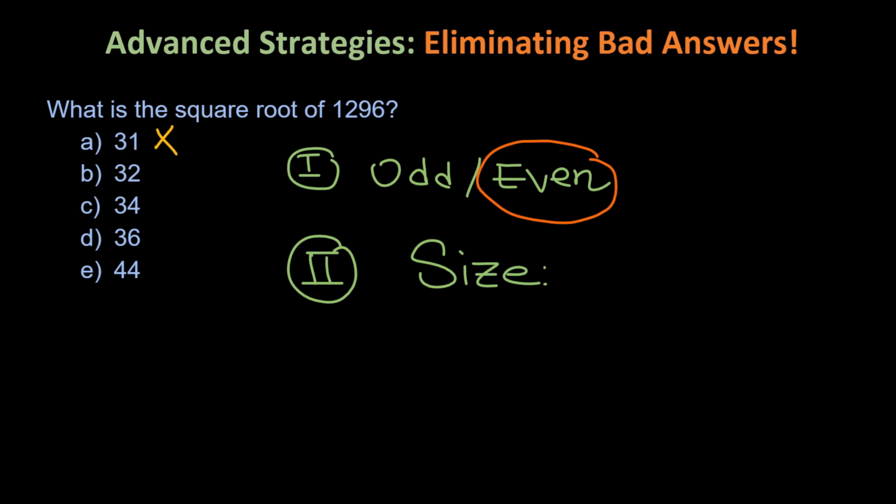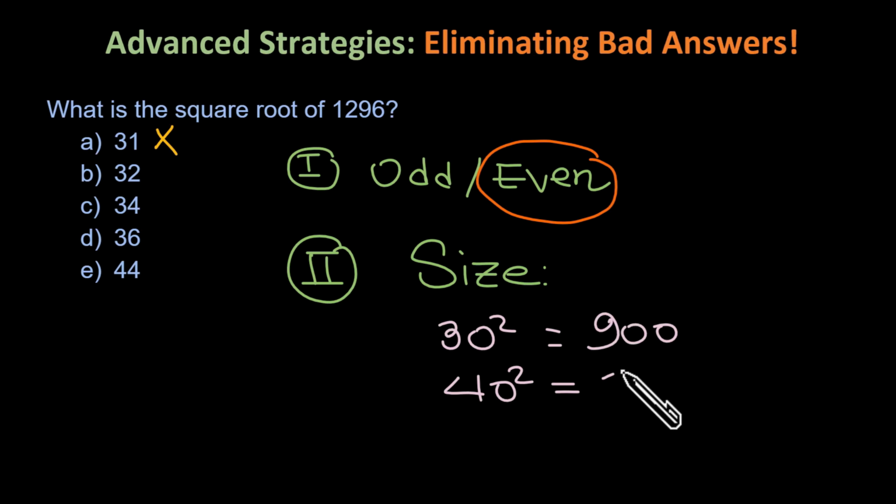The second property we can use is the size of the answer. I'm sure we all know that 1296 is between 30 squared and 40 squared, because 30 squared is 900 and 40 squared is 1600. In case someone doesn't know, to get the square of 30, you just do the square of 3 and put 2 zeros. And the same thing for 40 squared. Now, since the answer must be between 30 and 40, we can eliminate 44. Now we are down to 3 answer choices and our odds are now about 33%.